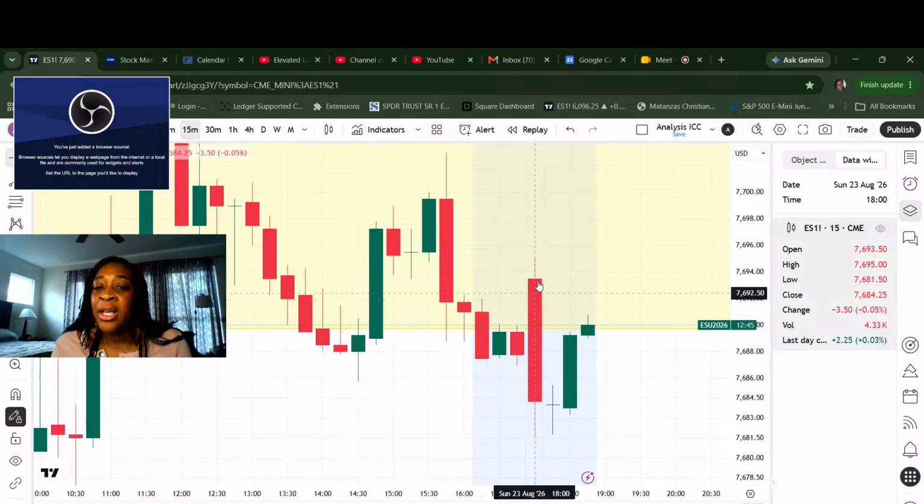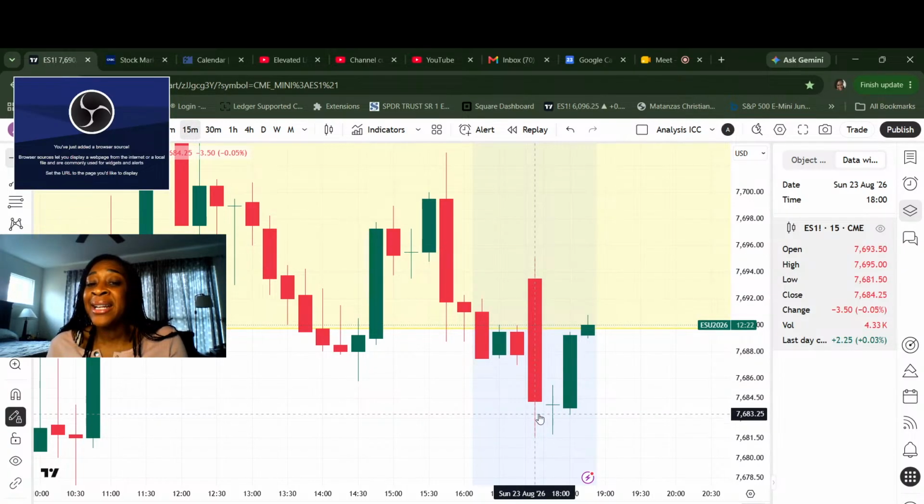A red candle means that in whatever time frame you're looking at, the price of that candle ultimately closed lower than it opened. So it opened here at 76.93.50, but it closed here at 76.84.25. However, it had a higher high and a higher low. It just didn't close at those points.